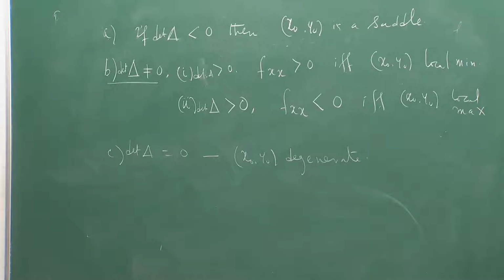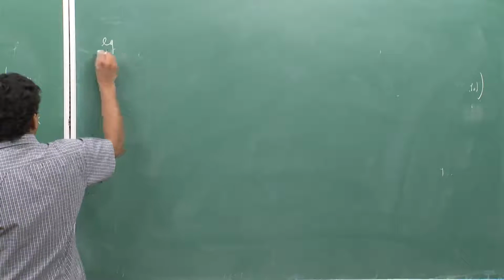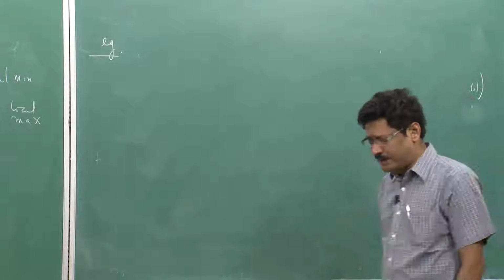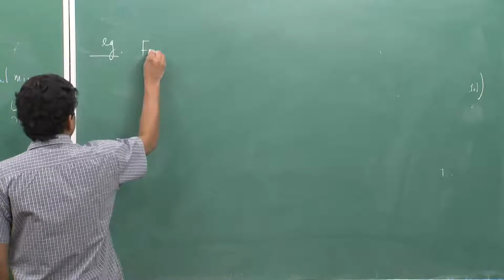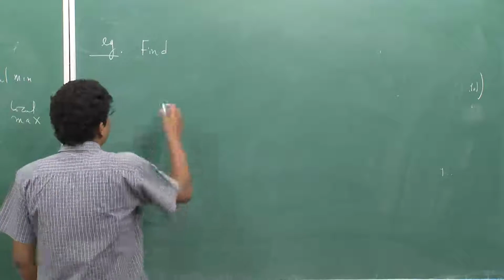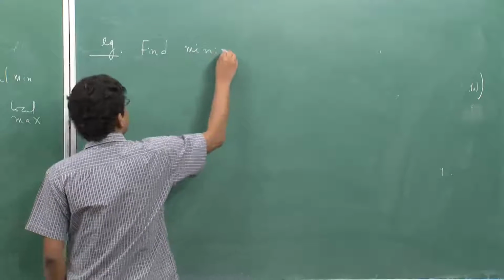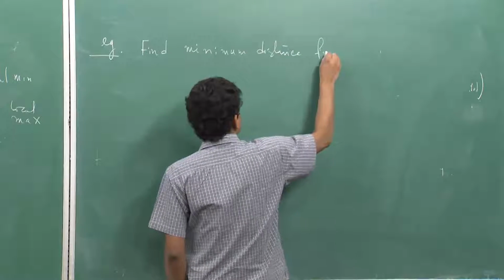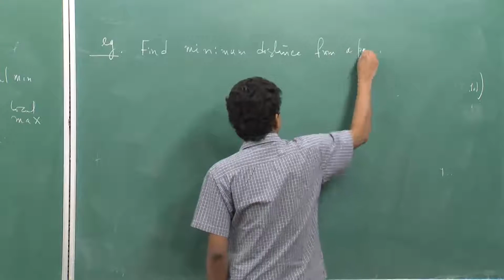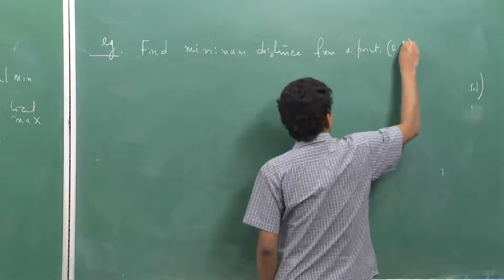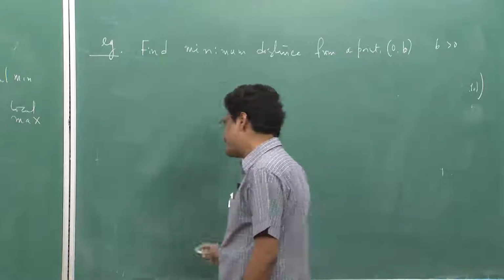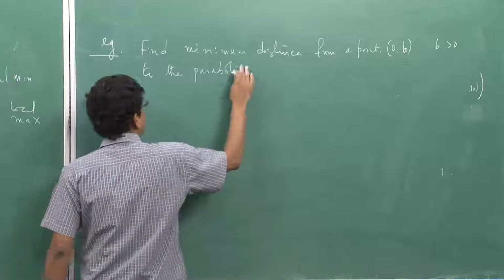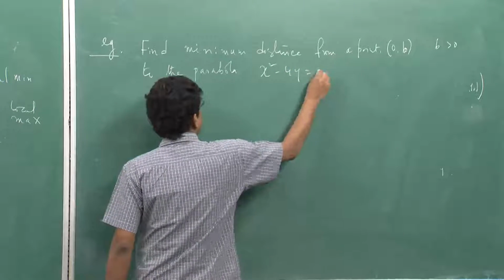Now, I will do two quick examples. Instead of just writing one function, I do it with some problem where we can apply these things. So, this is a problem I found in one of the books. Find the minimum distance from the point (0, b), b greater than 0, that is on the y axis, to the parabola x square minus 4y equal to 0.